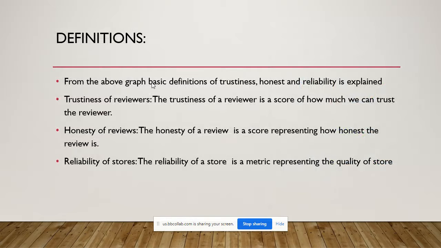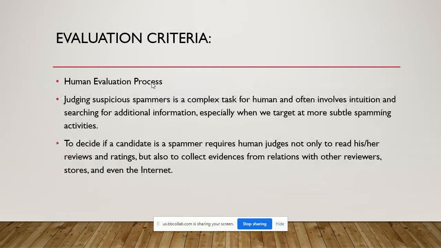Coming to those definitions, trustiness is a score of how much we can trust that reviewer. If a person is interested in the product and bought the product from the store, he or she will write a truthful or honest review about the product. The reliability of a store is a metric representing the quality of the store. This is a metric according to the comments, which shows how reliable the store is.